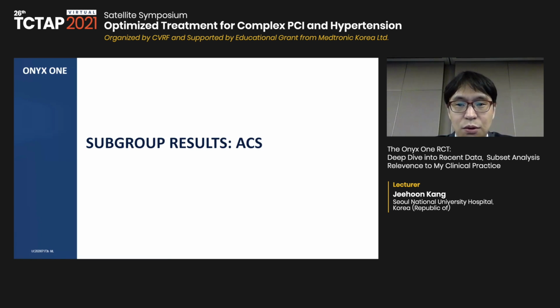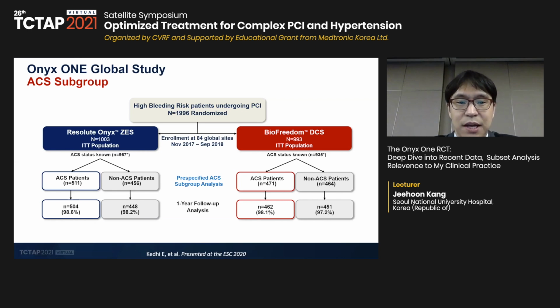Now I will go over to the subgroup analysis in ACS patients. Out of the 2,000 patients, there were about 500 patients from each group. And there was further analysis on this patient population because these patients have a higher thrombotic risk.